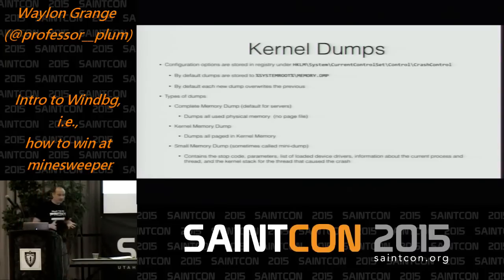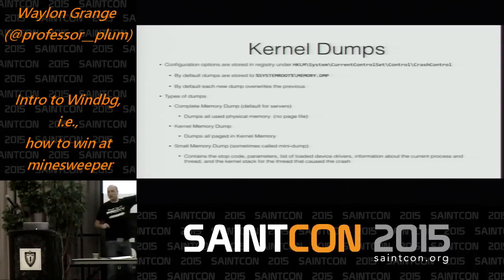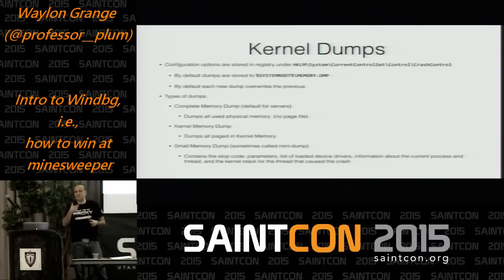So there's two types of dumps. There's kernel dumps and userland dumps. And even within kernel dumps, there's different types of dumps there. By default, it stores one kernel dump to sysroot memory dump. And the next time you get a blue screen, it'll overwrite that. You can change that setting so it just keeps them all. And you can go look on your machine and see that's a registry setting that can be edited with group policy if you're sysadmins.